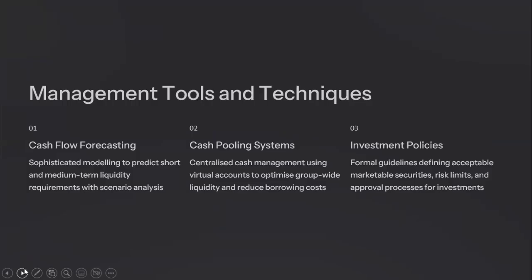So if I want to manage cash, I need to understand proper forecasting, proper pooling of funds, and better investment policies. This will help me to optimize my cash management and reduce risk about fund allocation and wastage of funds.